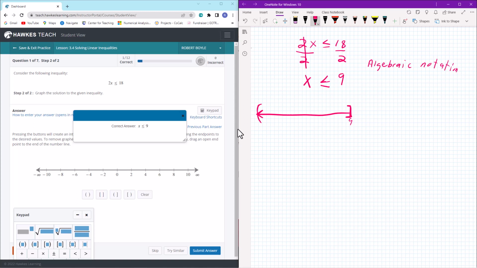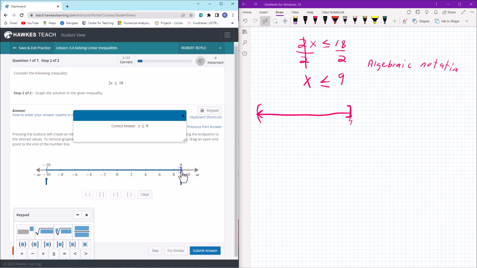The reason why I'm telling you that is because you want to click one of these buttons that has a parenthesis on the left-hand side and a bracket on the right-hand side. Read this button right here. You want to click on that. Okay, cool. Once you've done that, you need to move this side to 9.